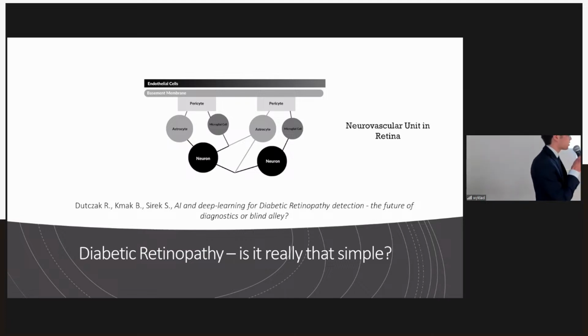Why is that? Because nowadays we know that in retinas, just like in the brain, we have something called the neurovascular unit. That is composed of elements of blood vessels and neurons. So disruption in one element causes disruption in the second.